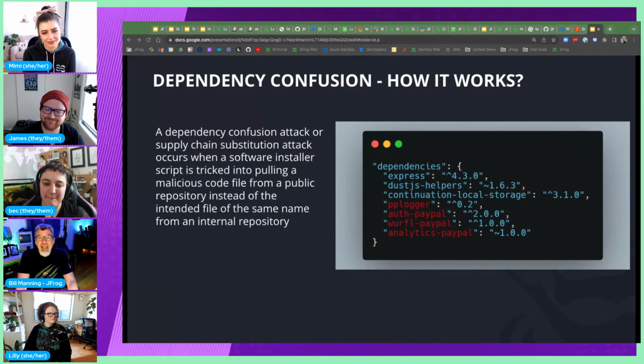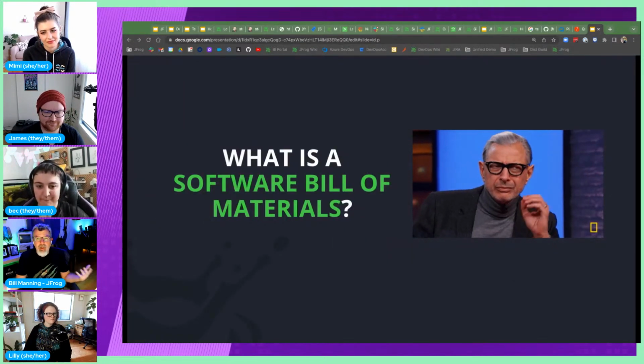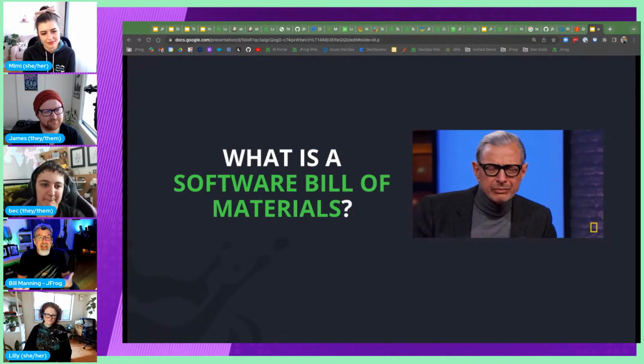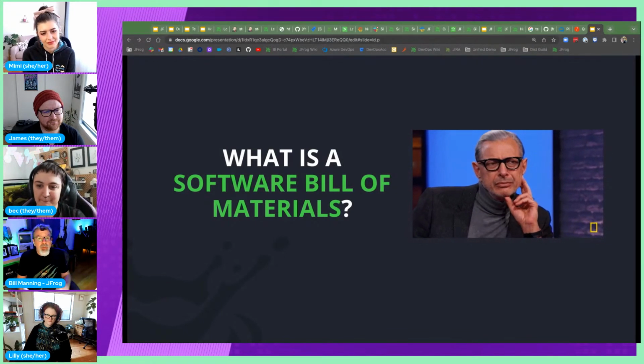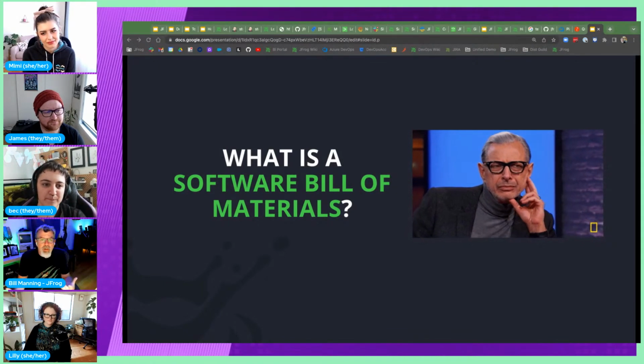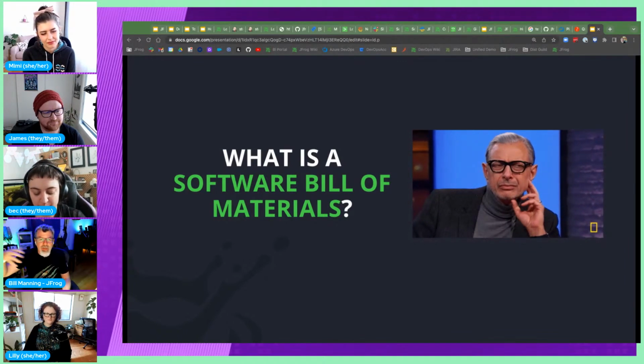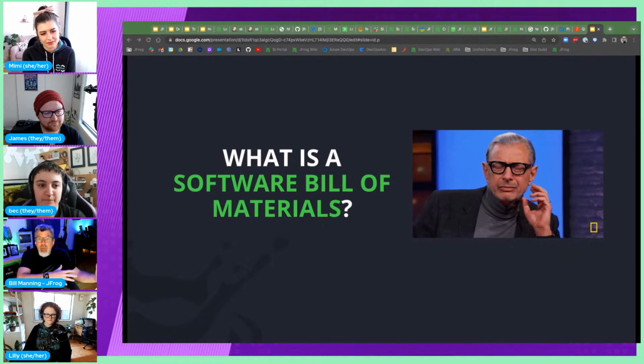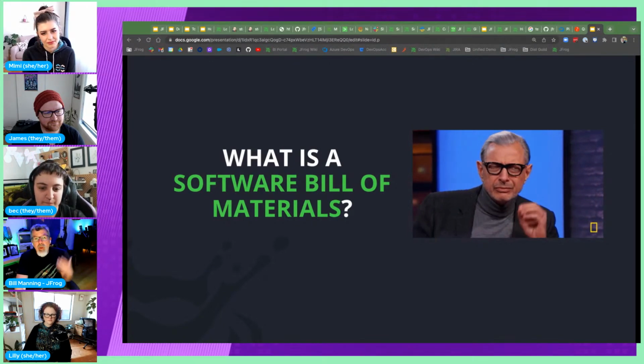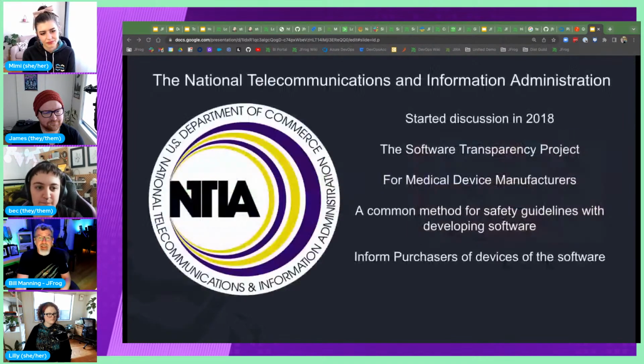And that's the thing, there are all these types of attacks going on, and this kind of led up to the idea of what is a software bill of materials, right? What does it mean? Why is suddenly everybody talking about this? And how does it correlate back to what we were just discussing? Well, if you want to understand it, you have to start back in 2018.